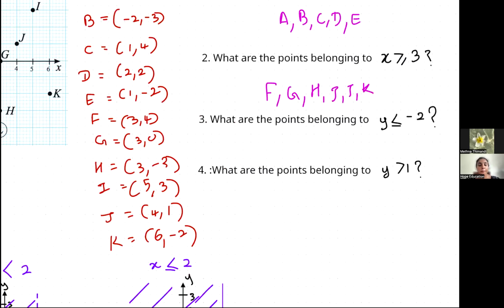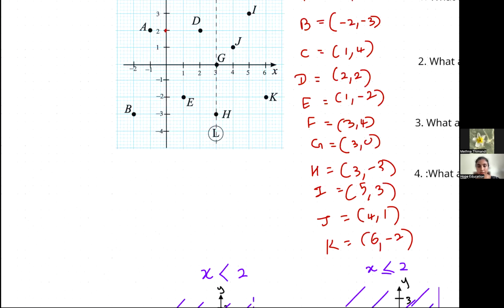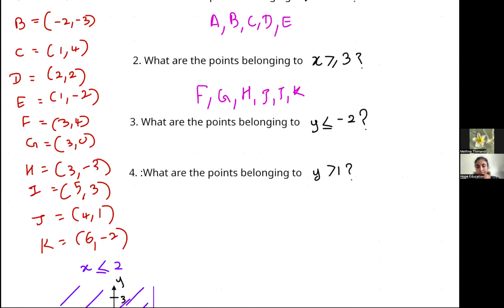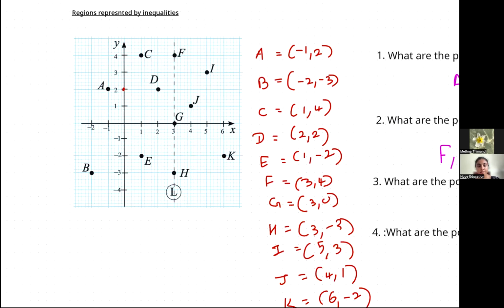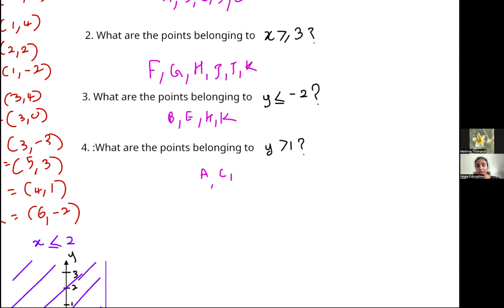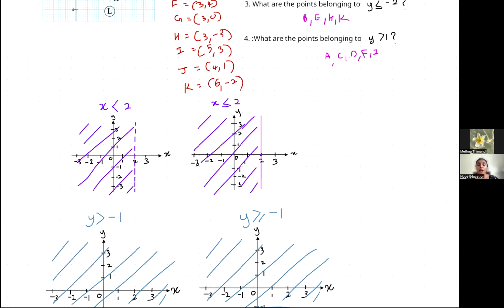Then, what is the answer for the third one? B, E, H, K. Yes, and then for the fourth one? A, C, D, F, I. Correct. So is this clear now? Yes, teacher. All right. Now we are going to learn one more part before we move on.